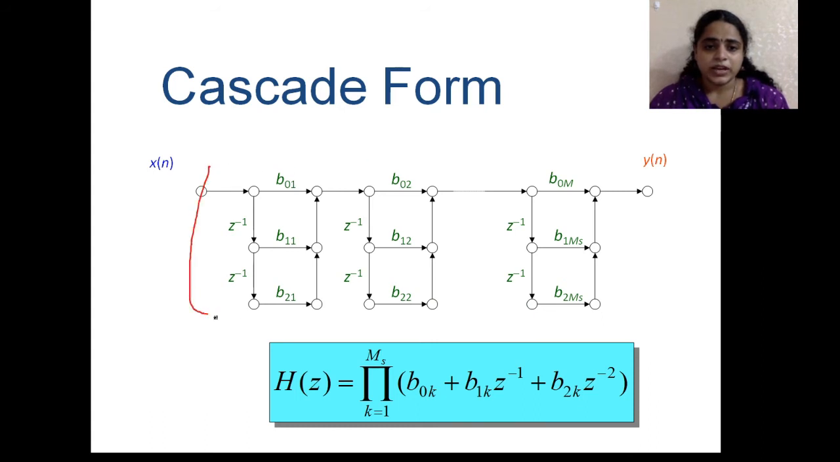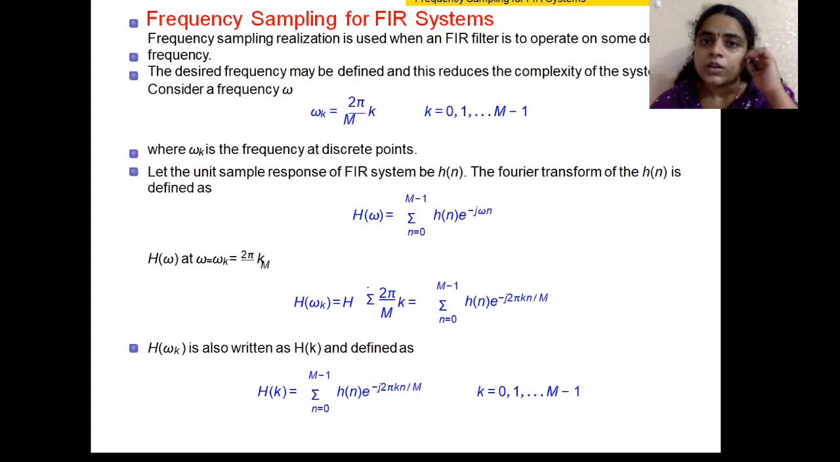For second order systems, the system will be like this. This is one direct form realization, this is another direct form realization, and so on. There are M direct form realizations. The output of the first stage is connected to the input of the next stage, and the output of the second stage is connected to the input of the third stage. This is the cascade form of your FIR filter. Now let us discuss frequency sampling for FIR systems.